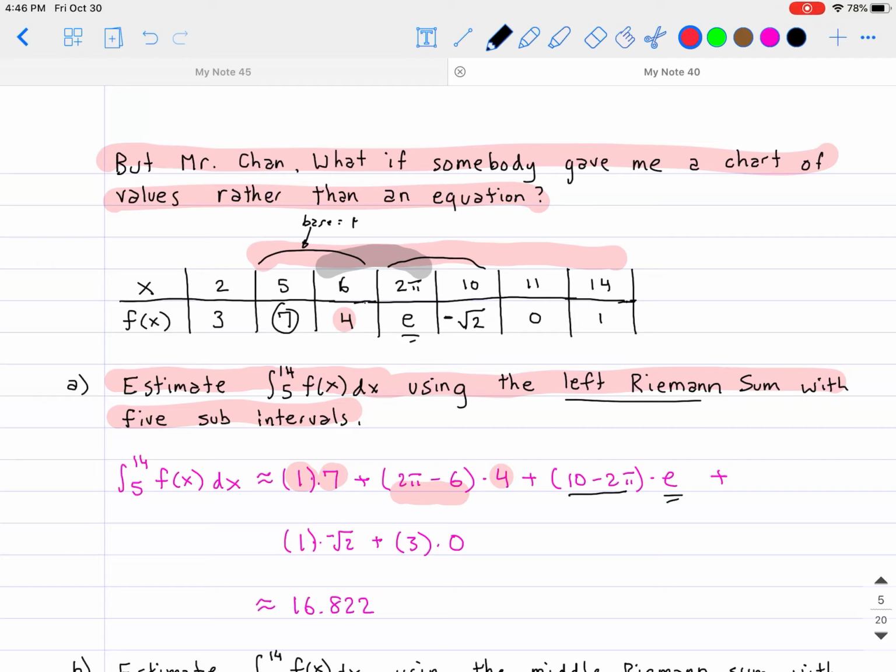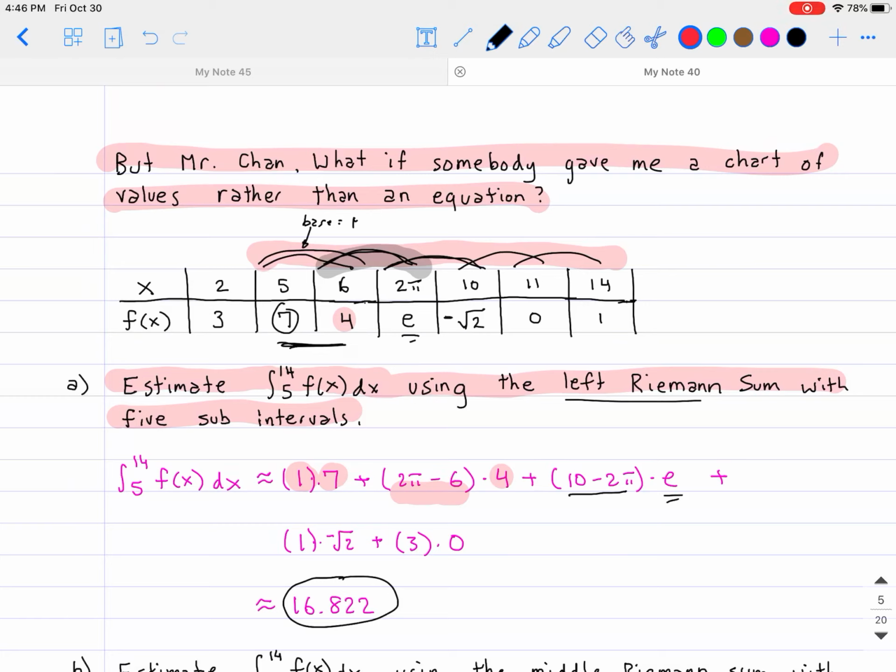From 2 pi to 10, I'm going to find the difference for the base. So that's going to be 10 minus 2 pi, multiplied by e, which is the height that, again, is on the left-hand side. And so on all the way to the end. If you notice, if I look at all the partitions, that's 1, 2, 3, 4, and 5. And hence, that's where we got the 5 subintervals. So now we just add them all up, and that's where we got the 16.822.